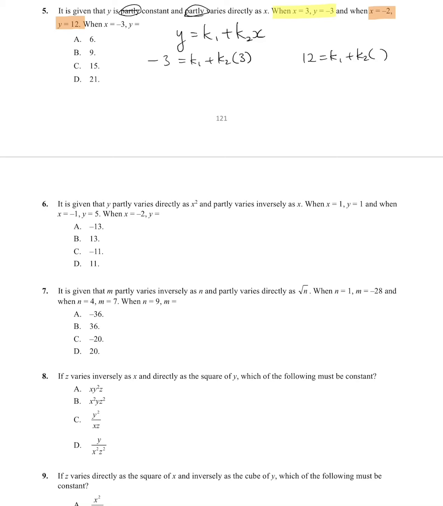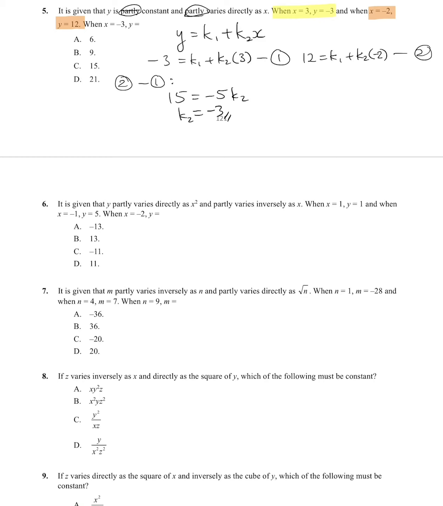You can use your program number 1, or you can just use your logic, so just subtract them. When you subtract them, you can do equation number 2 minus equation number 1. So that's 12 minus negative 3, which is 15. K1 minus K1 is gone, and then lastly, negative 2k2 minus 3k2, so it's negative 5k2. For that you will get K2 as negative 3.